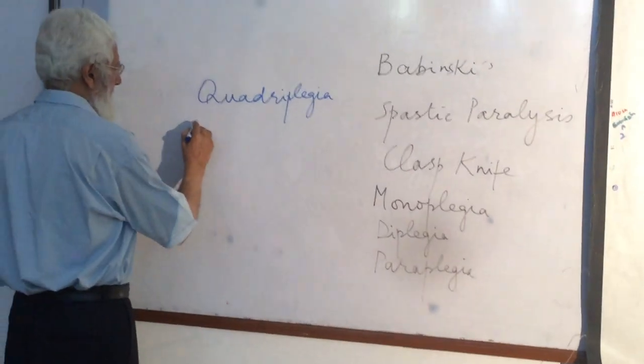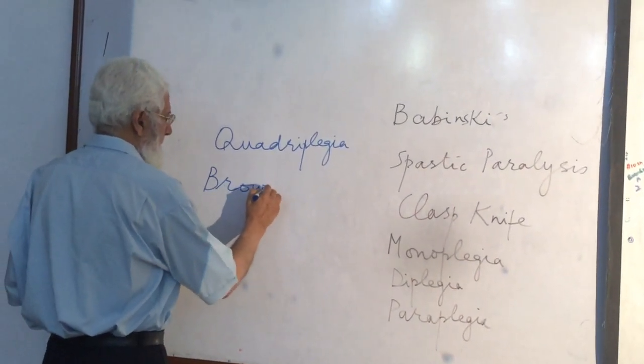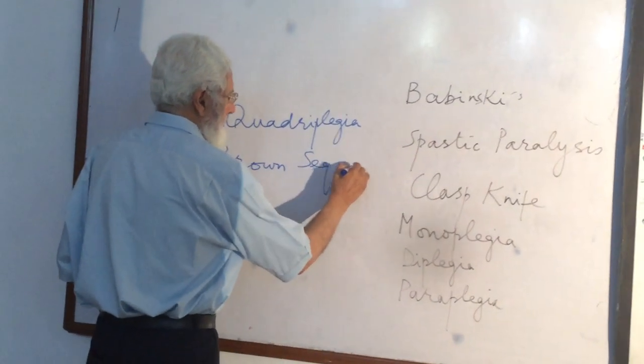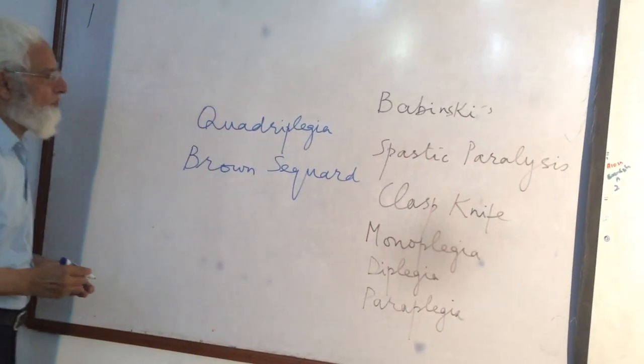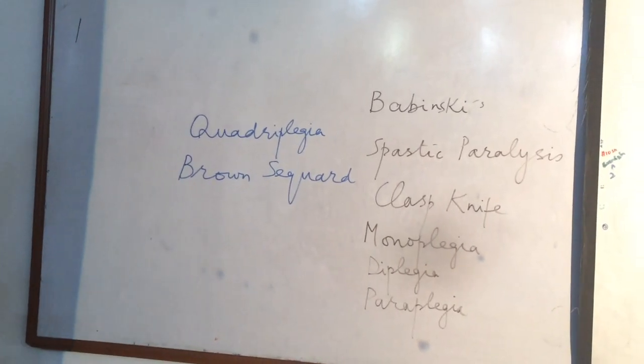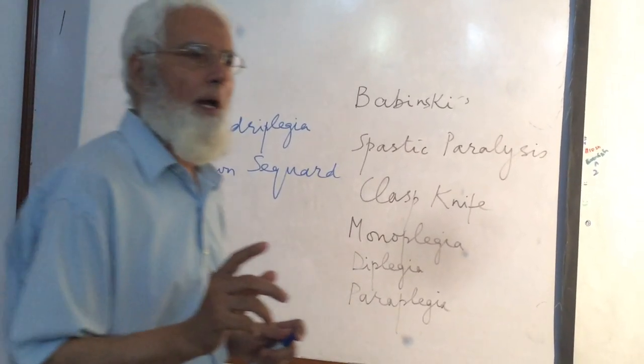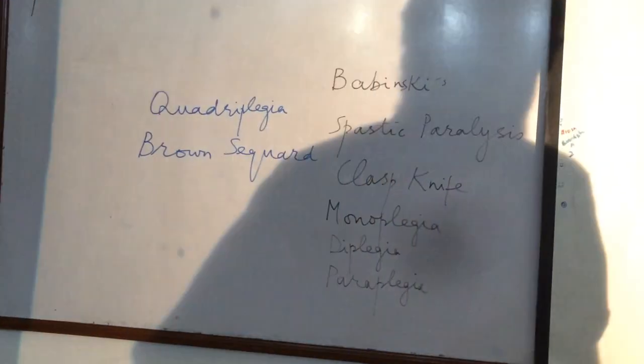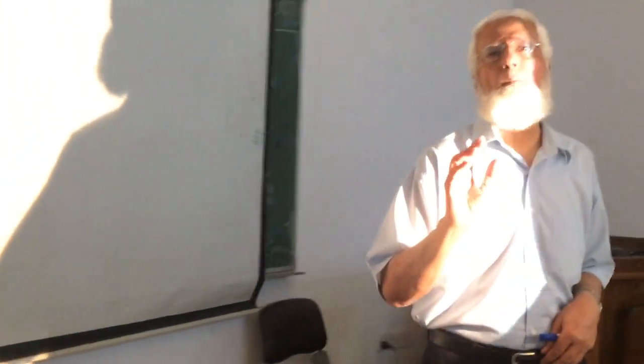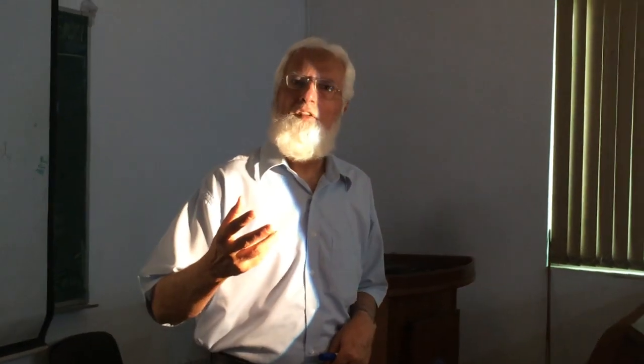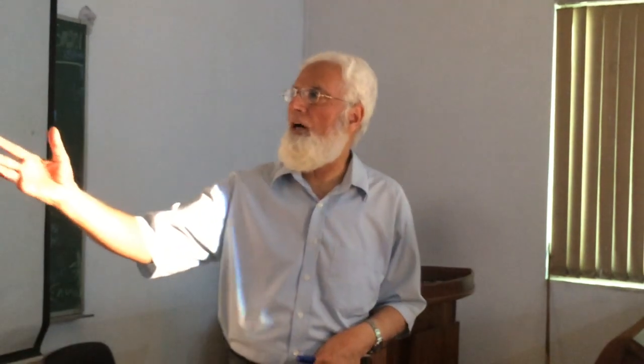And this is also called Brown-Sequard syndrome. It's Brown-Sequard syndrome. So keep in mind that ipsilaterally, in these patients of hemisection, motor loss is predominant or important. Contralaterally, sensory loss is predominant or important in these patients, and these features are called Brown-Sequard syndrome.